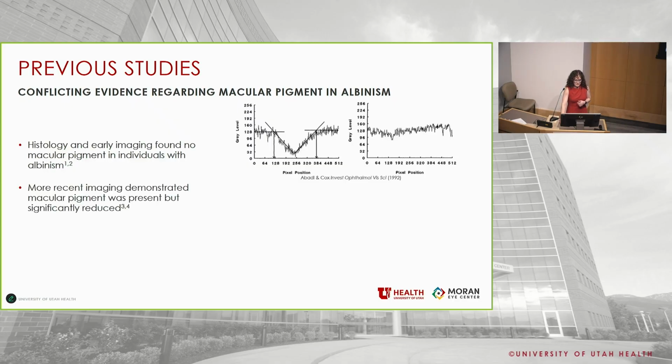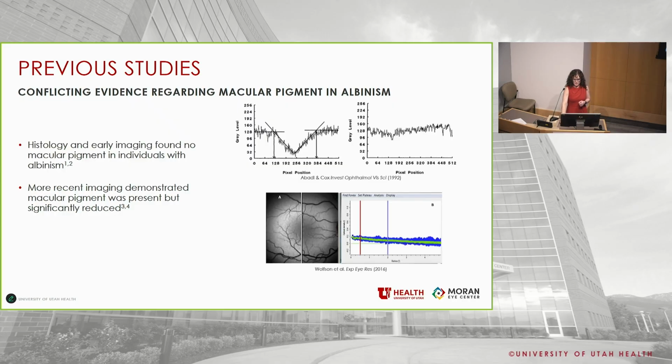Since we now have these more quantitative methods of measuring macular pigment, some people have started to look at this and said, you know, actually, in some of these individuals, there might be a little bit of macular pigment, not a normal amount, but a little bit. But it's still unclear exactly what that means for their vision.